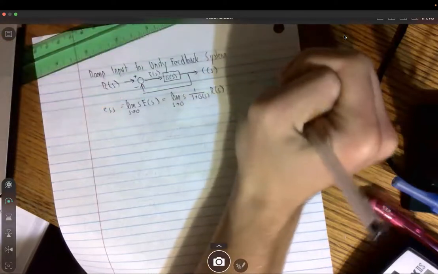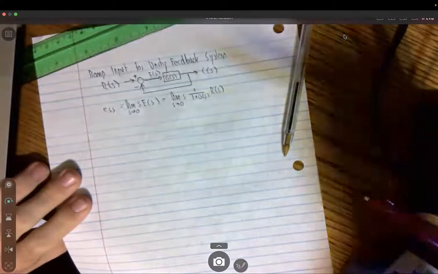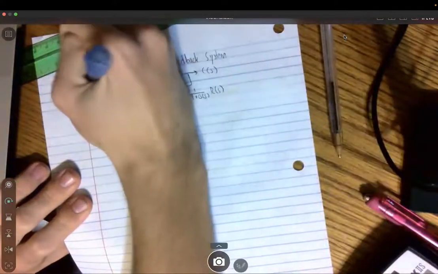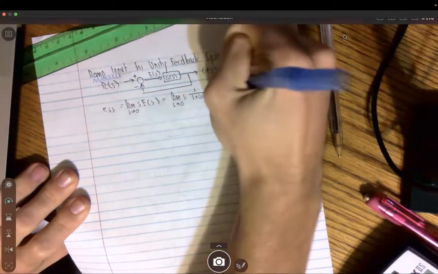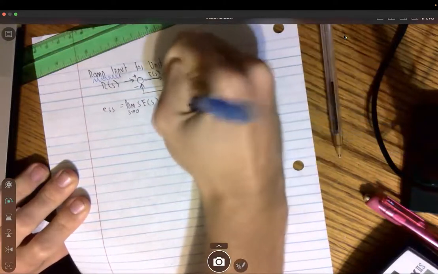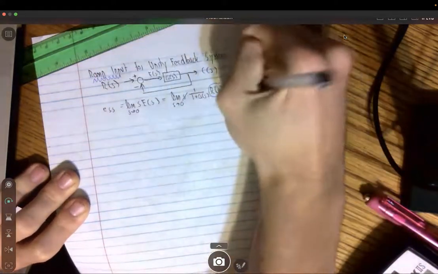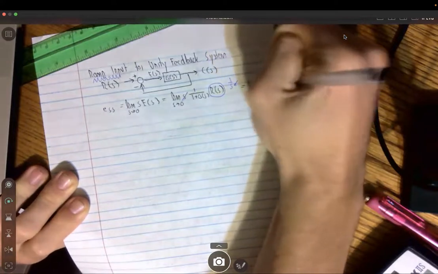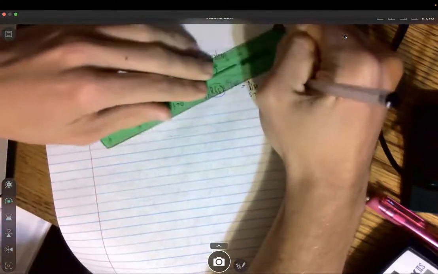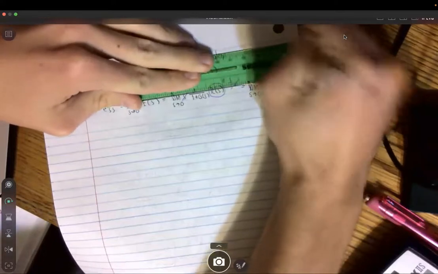And this is a unit ramp. And remember for your unit ramp, because it's a ramp input, R of S is going to be 1 over S squared. So the S will cancel with one of the S's. So you're just left with the limit as S goes to 0 of 1 over S, and then multiplied by 1 over 1 plus G of S.